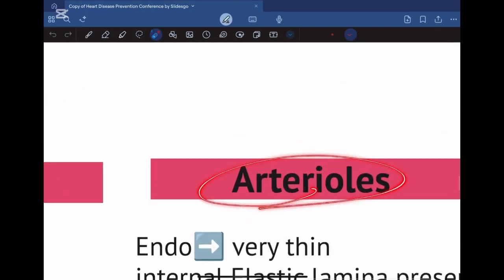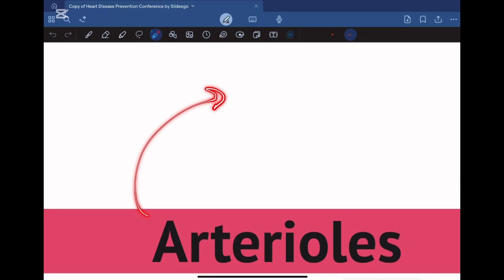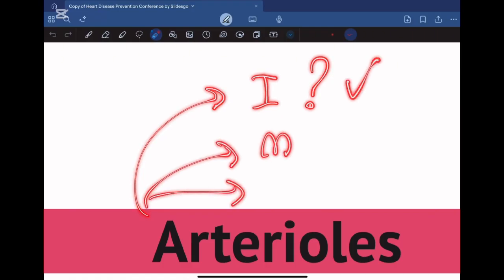Now for the arterioles, a very important point: in the tunica intima, what will be present? Will the internal elastic lamina be present or not? Yes, it would be present. And for the tunica media and tunica adventitia, very easy.